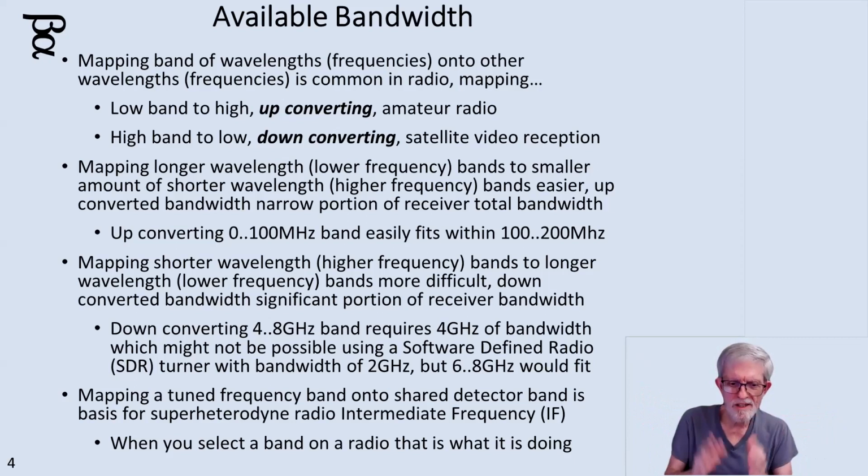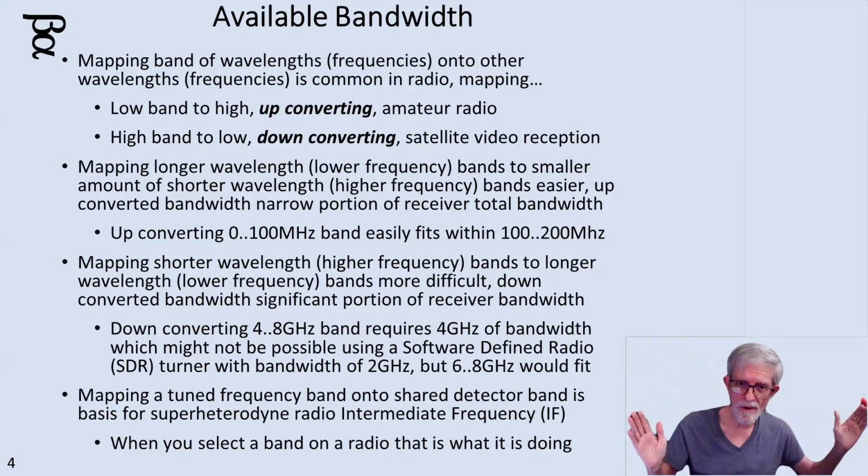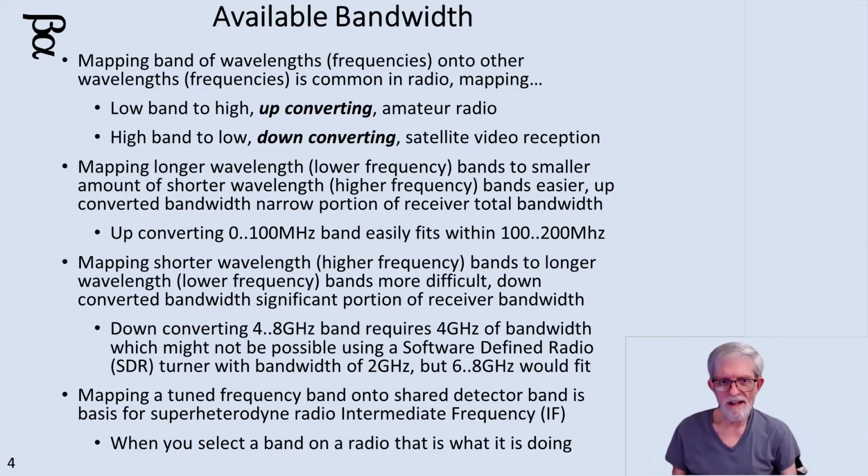But if I constrain myself and I say, well, instead of 4 to 8, I'll listen 6 to 8, 2 gigahertz. Now that will exactly fit, but it covers my entire radio's bandwidth. Up converting, easy. Down converting takes a lot more space.